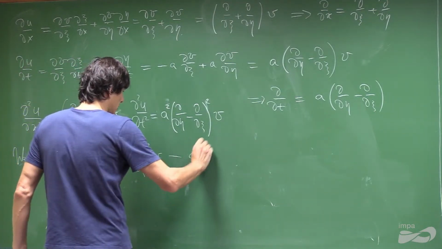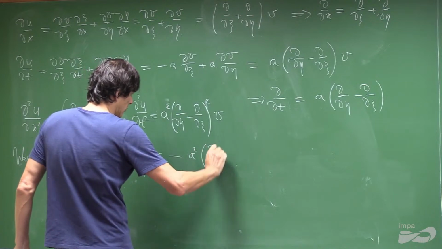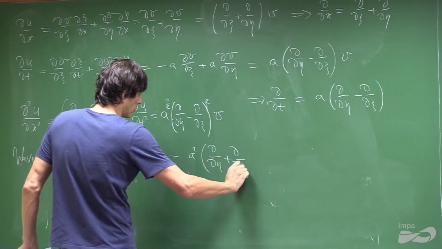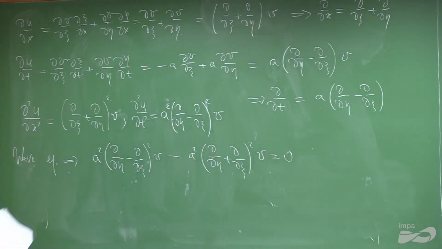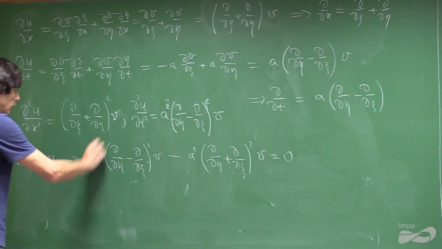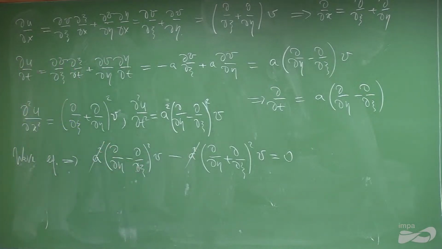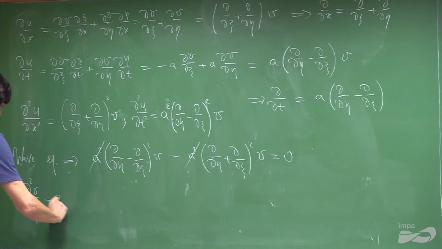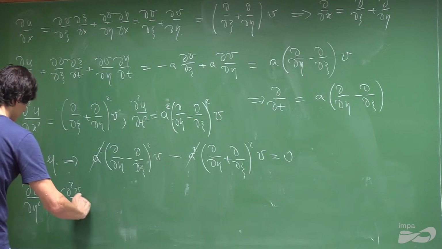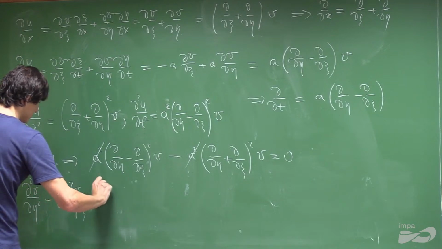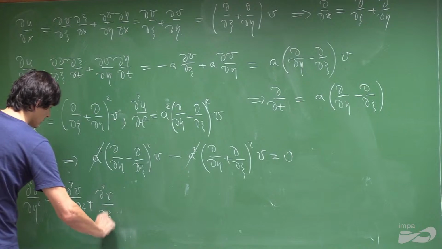Minus a squared to 0. So now we open, well, first of all, we can cancel a squared already. And then we can open the square, so it will be second derivative eta squared minus twice second derivative d eta d xi plus second derivative xi squared.